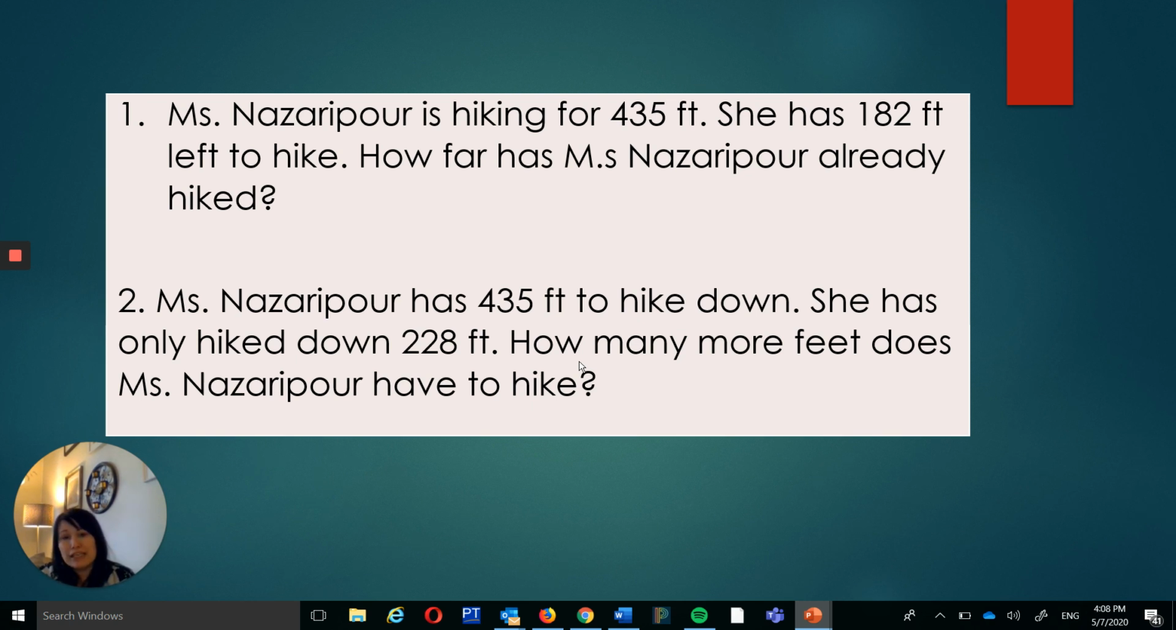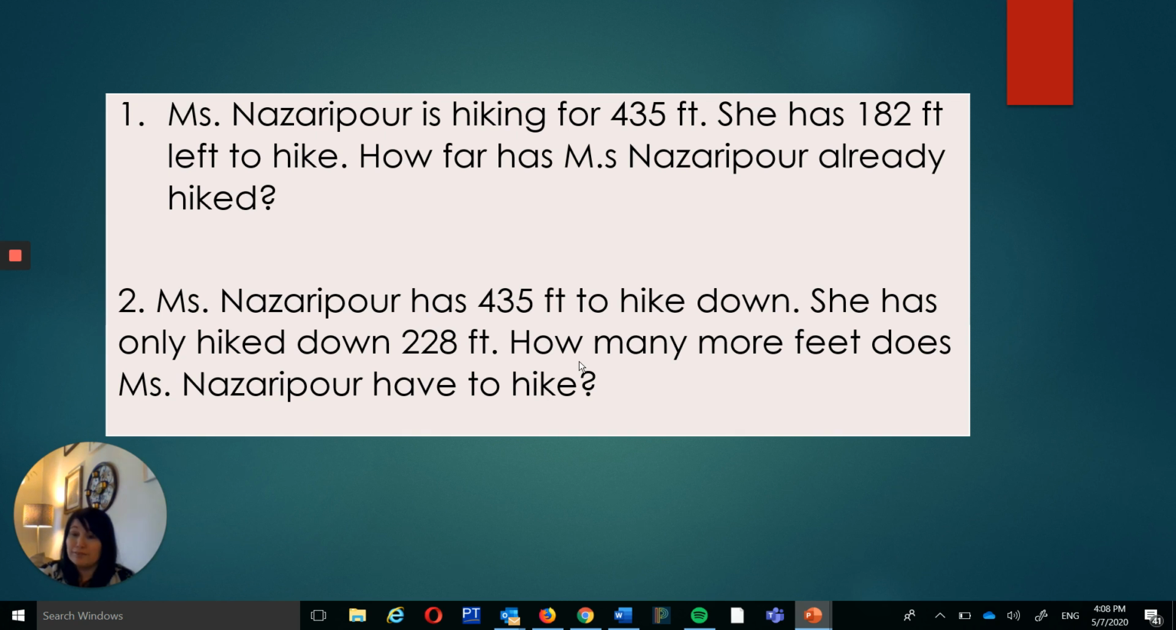Miss Mazaripour is hiking for 435 feet. She has 182 feet left to hike. Oh, I'm almost there. How far has Miss Mazaripour already hiked? Again, I'm going to read that another time. Miss Mazaripour is hiking for 435 feet. She has 182 feet left to hike. How far has Miss Mazaripour already hiked?